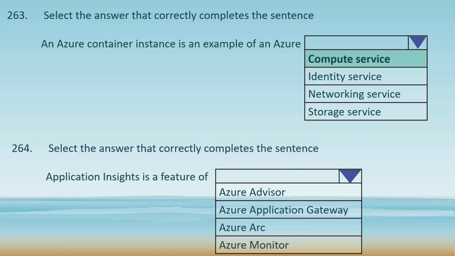Question number 264. Again, you have to complete a sentence. Application Insights is a feature of which of the following: Azure Advisor, Azure Application Gateway, Azure Arc, or Azure Monitor? And here the correct answer is Azure Monitor. Application Insights is a feature of Azure Monitor.